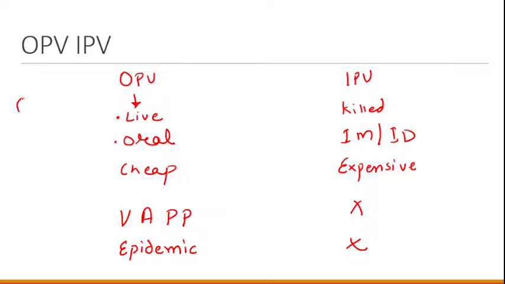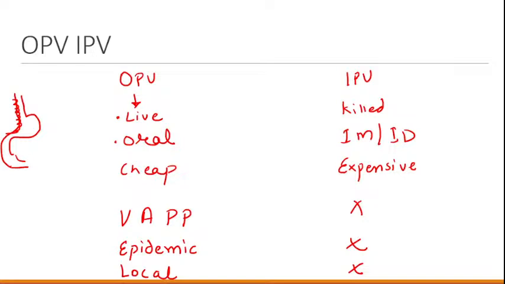Now, if I am giving something orally, the vaccine is passing through the GIT, and here it is activating the mucosa also. So local immunity is given by OPV, whereas local immunity is not given by IPV. I hope the difference between OPV and IPV is clear to you.